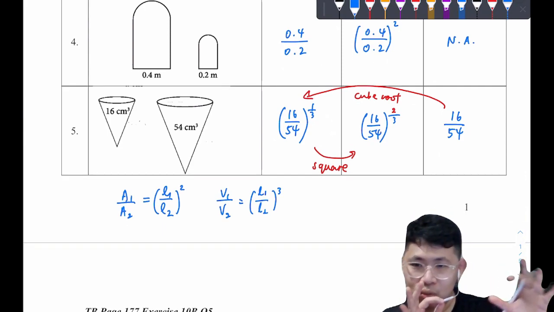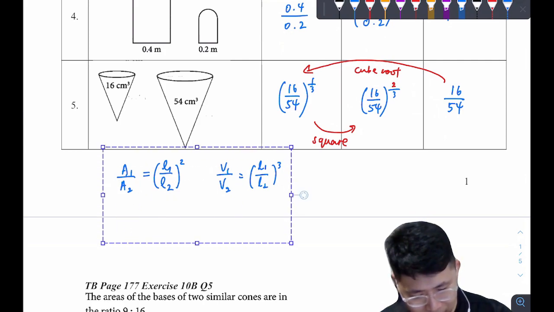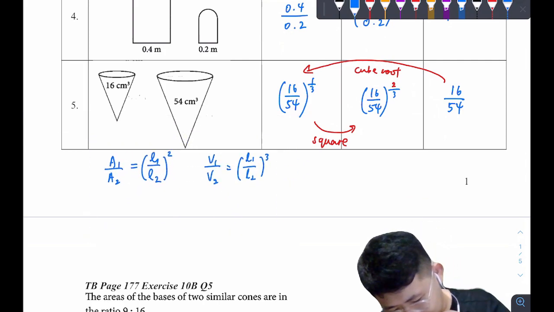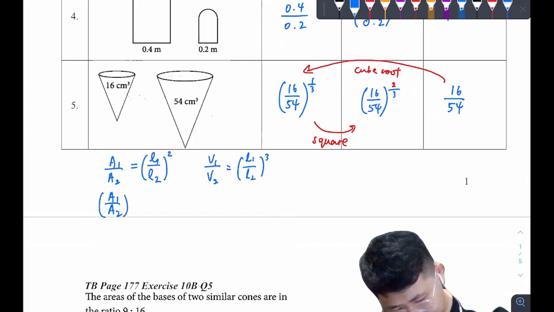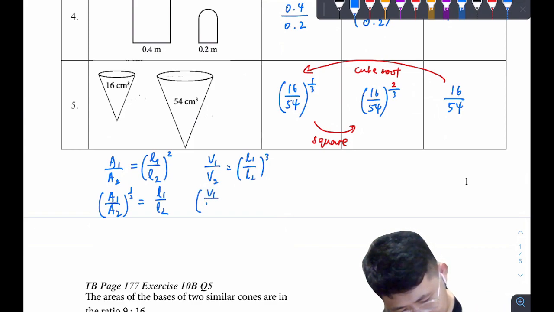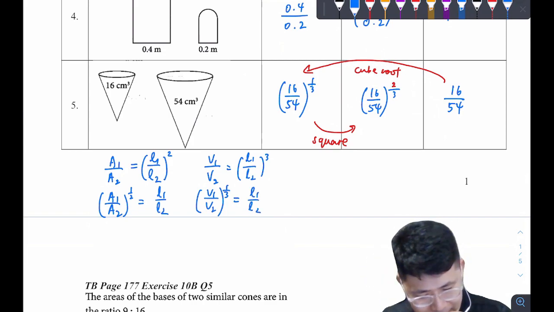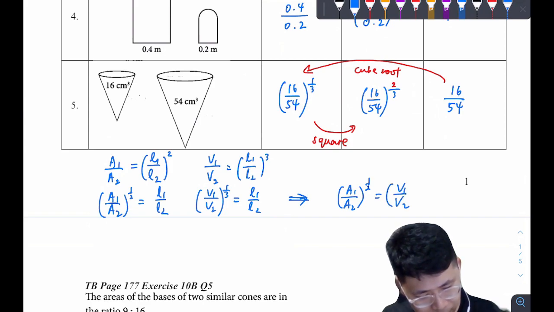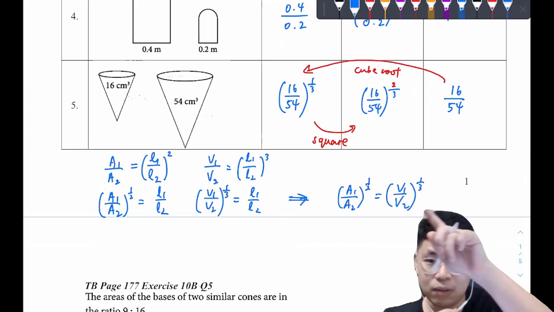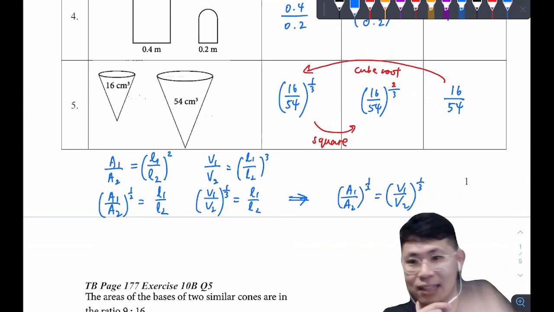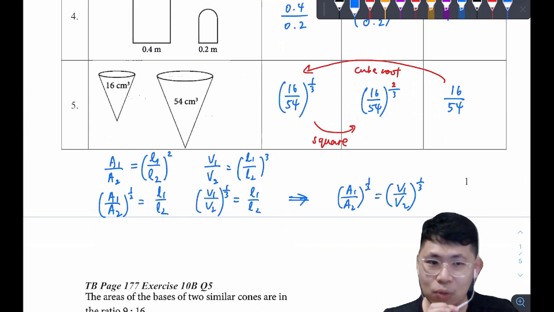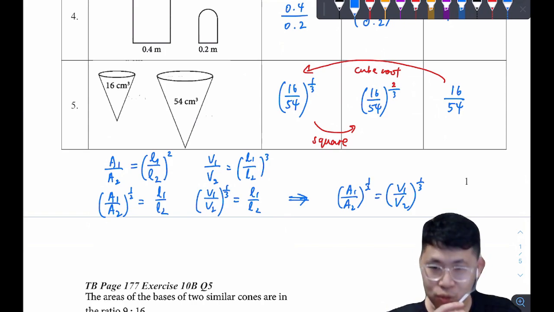In order to match them up, we have our a1 over a2, and we square root to get this one. For v1 and v2, we cube root to get this length ratio. Because the length ratios are the same, a1 over a2 when we square root will be equal to v1 over v2 when we cube root. So we can go back to the length and communicate between them. This is how we are going to approach these kinds of questions.